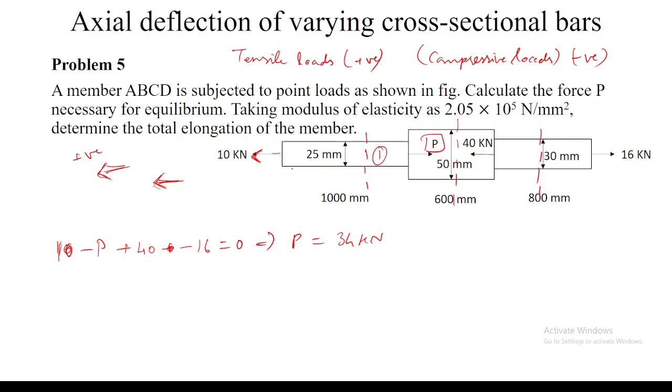Since this is a bar in equilibrium, the left hand side forces must be balanced with the right hand side forces. Correct? So in the left hand side, what force am I getting? 10 kilonewton towards the left. Whereas in the right hand side, what force am I getting? 34 minus 40 plus 16, which is actually 10 kilonewton towards the right side.